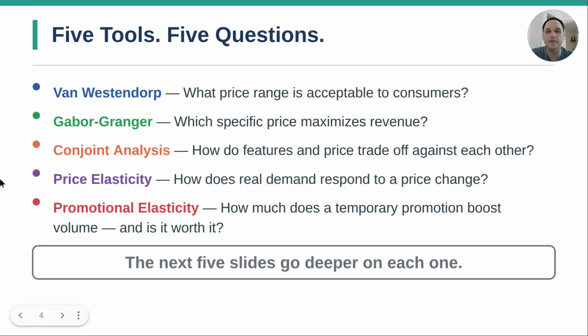Let's meet all 5. Van Westendorp answers, what price range is acceptable to consumers? Gabor-Granger answers, which specific price maximizes revenue? Conjoint Analysis answers, how do features and price trade off against each other? Price Elasticity answers, how does real demand respond to a price change? And Promotional Elasticity answers, how much does a temporary promotion boost volume, and is the lift worth the margin cost? 5 tools, 5 distinct questions. The next 5 slides go deeper on each one.